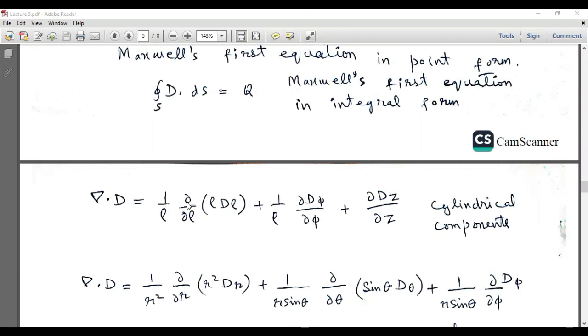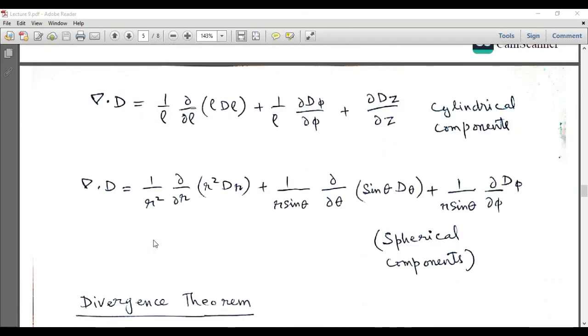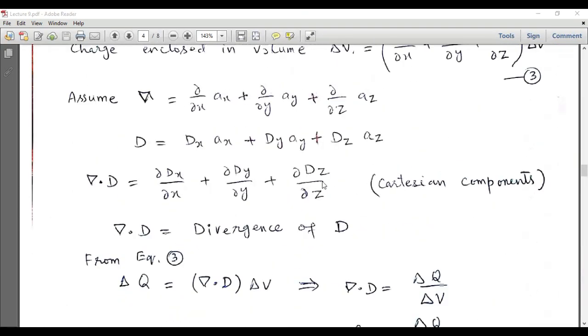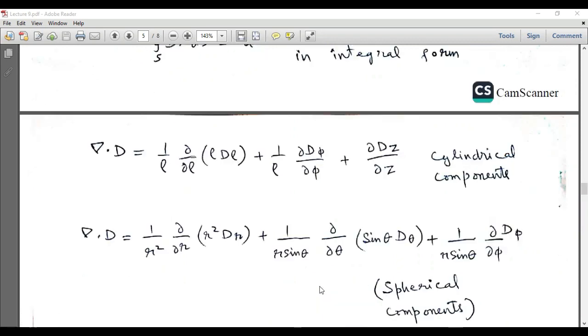So the divergence of D for the cylindrical coordinate system is also written over here, and the divergence of D for the spherical coordinate system is also written over here. The derivation is actually carried out in Cartesian components, but for cylindrical and spherical components, the derivation is avoided, and the final expressions for the divergence of D in both cylindrical and spherical components are displayed over here.